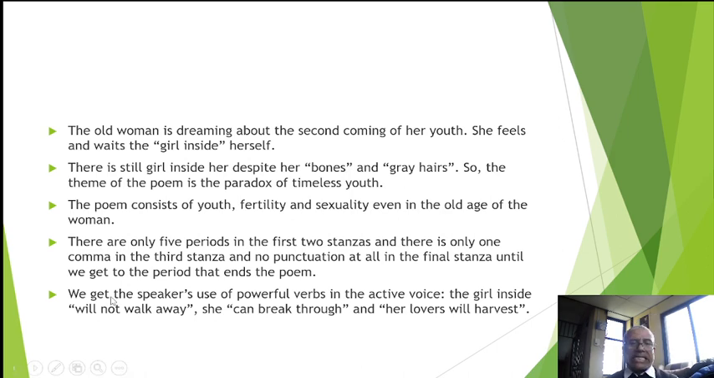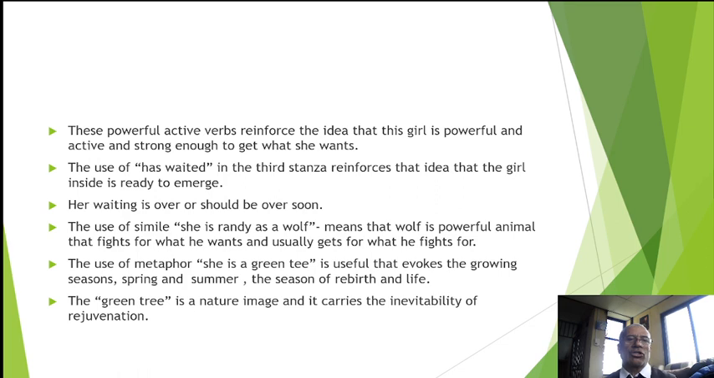We get the speaker's use of powerful verbs in the active voice. The language there is active voice, not passive voice. And this active voice indicates that the girl inside will not walk away. See, this is active voice. She can break through. That is active voice. Our lovers will harvest. These are all active voice. These powerful active verbs reinforce the idea that the girl is powerful and active and strong enough to get what she wants, right? So active voice gives the meaning of activeness of the girl, not passiveness, strong enough. That is what she is willing to do, willing to get, right?